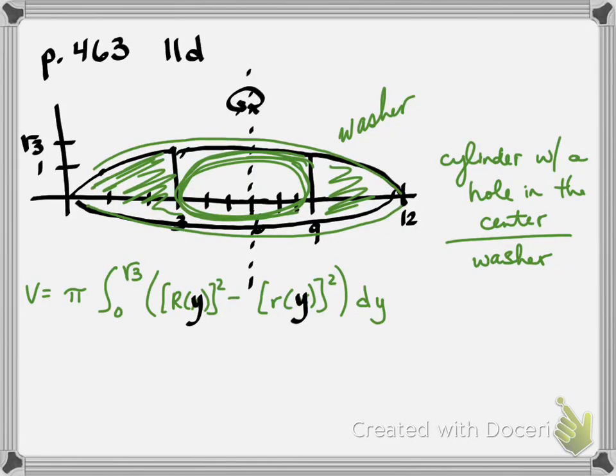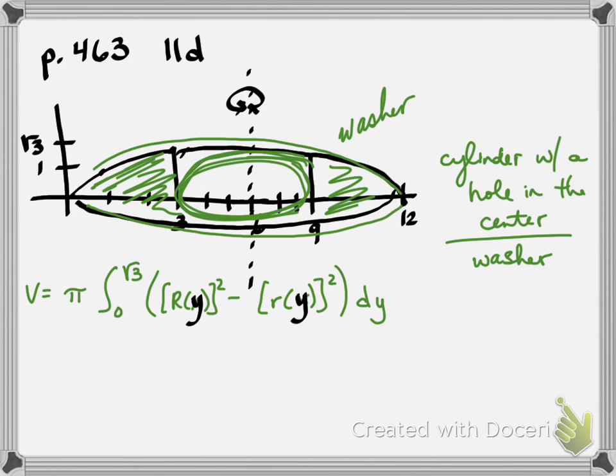Okay, let's look at 11D. I tried to get started on it in class, but I wasn't quite able to get it to work out. So I've got the graph, and it's a cylinder, but there is a hole in the center, so we're going to do the washer method. What threw me off was rotating around the line x equals 6.